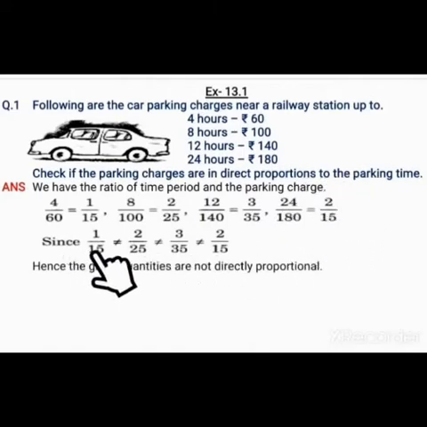So here 1 upon 15 is not equal to 2 by 25, is not equal to 3 by 35, is not equal to 2 by 15. Hence the given quantities are not directly proportional.